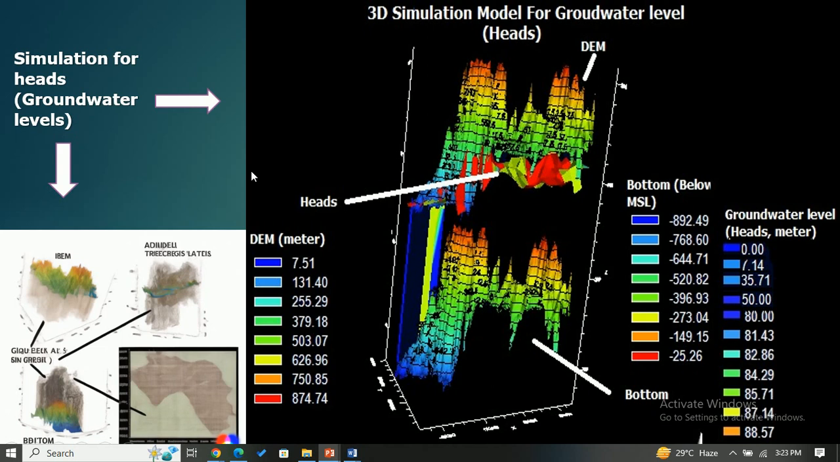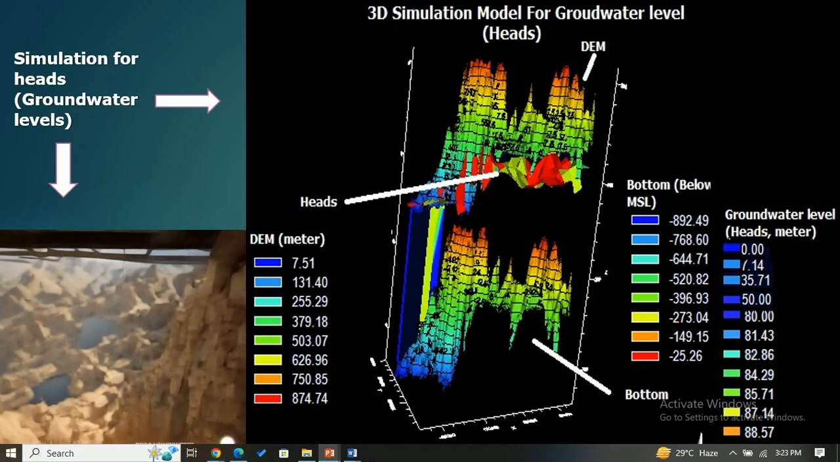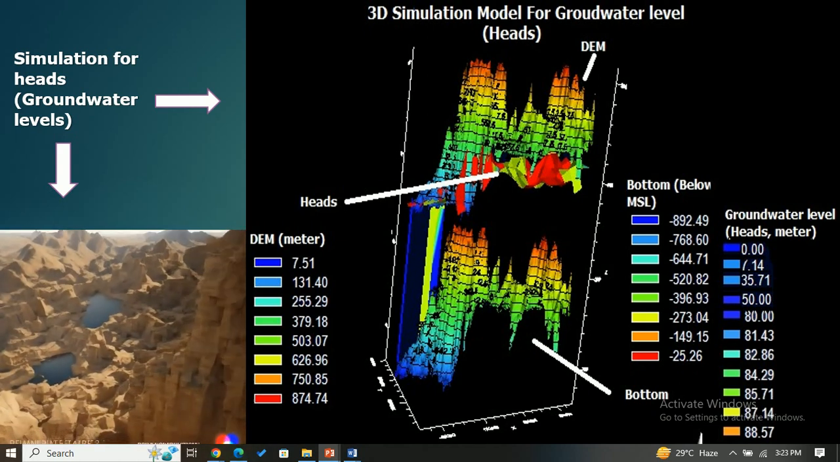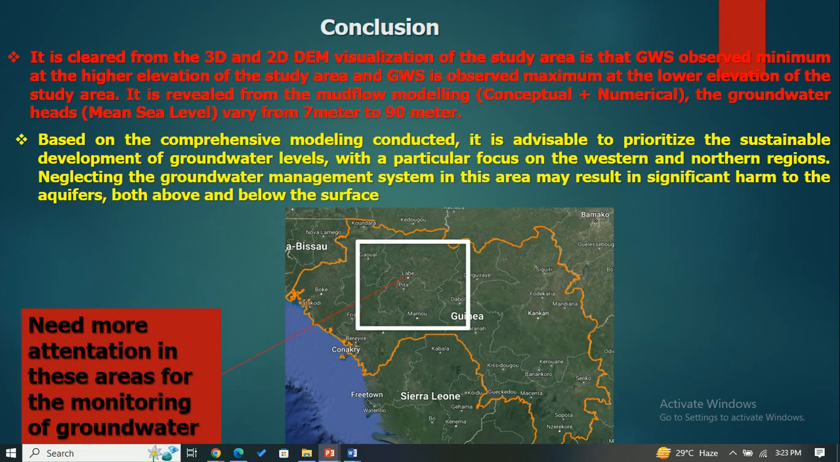We have simulated the hydraulic heads. We are running out of time. Please conclude. Yes, ma'am. I am concluding. From this hydraulic head we consider that the hydraulic head varies from 7 meters to 90 meters. And this is the volumetric result for the steady state of the groundwater storage. Now come to the conclusion part.